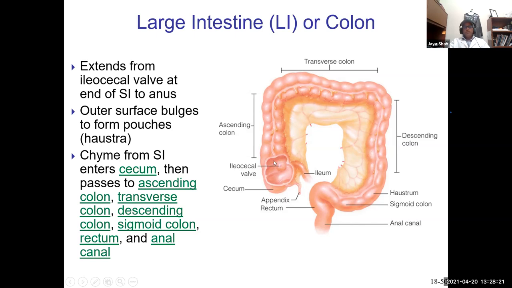So chyme, which is coming from the small intestine, enters the cecum and then passes through the ascending, transverse, descending, and sigmoid colon, and ultimately into the anal canal.